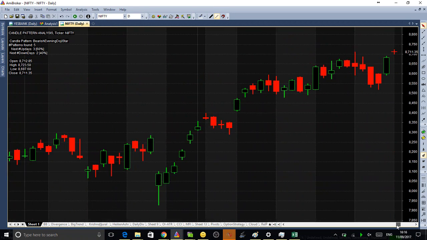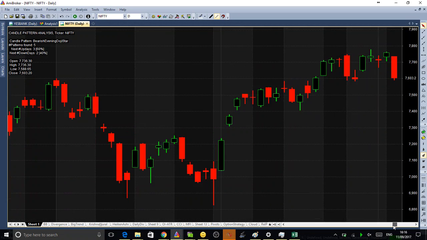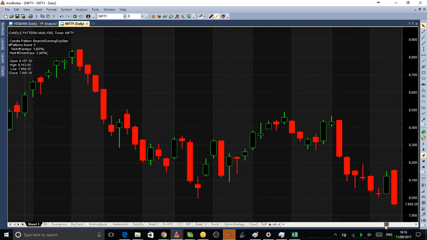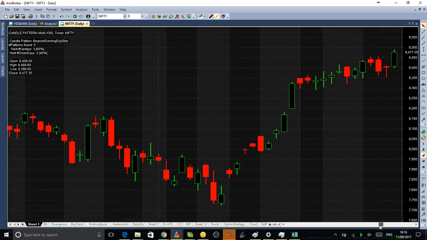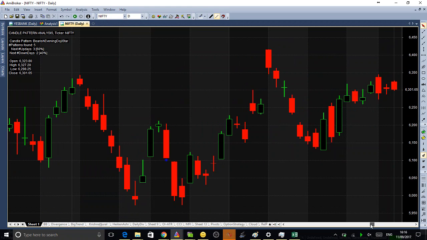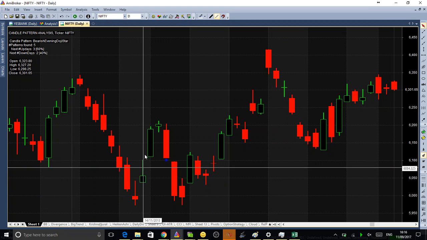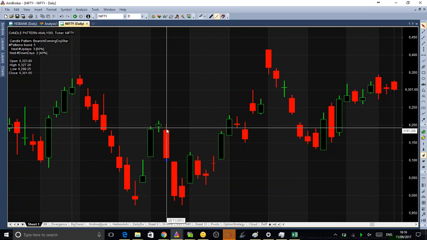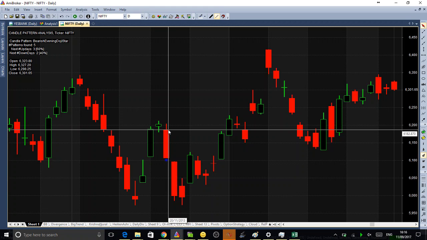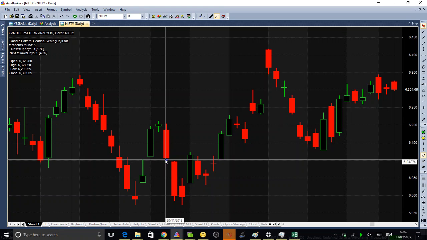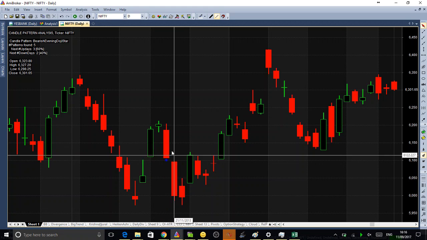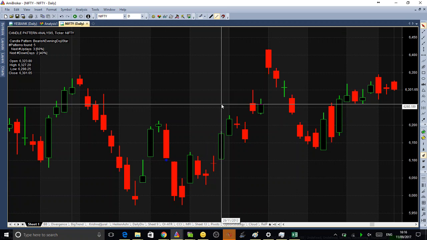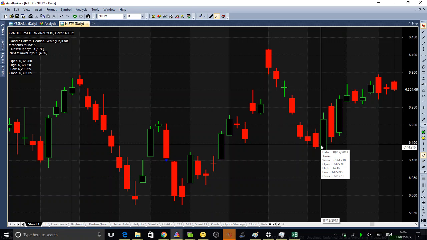On Nifty, evening stars would not work as well as on some of the trending stocks or the stocks which have a tendency to go down. Here, see, thick green candle, then a doji, small candle spinning top, and then a thick red candle, the reversal of direction. Beautiful evening star. Here it is.